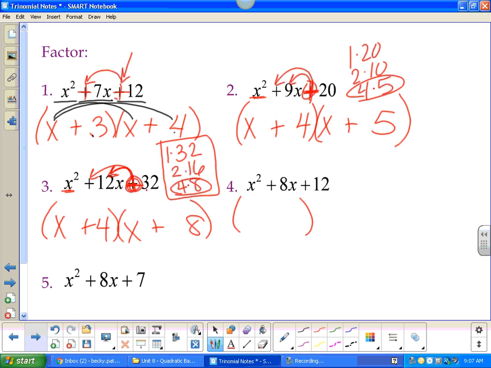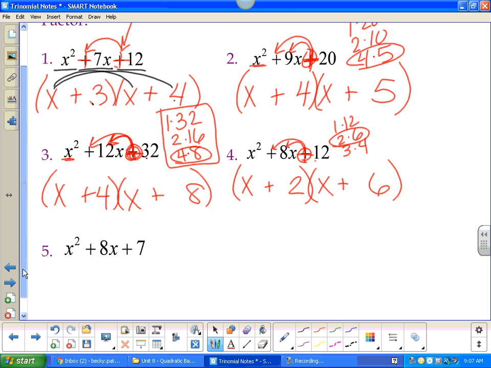Okay, number 4. Got x and x. I need the factors of 12 that add to give me an 8. 1 times 12, 2 times 6, 3 times 4. Which pair will add to give me 8? That's 2 and 6. Signs are the same, and they're both a positive. Okay, number 5.